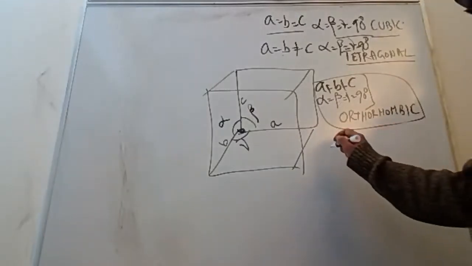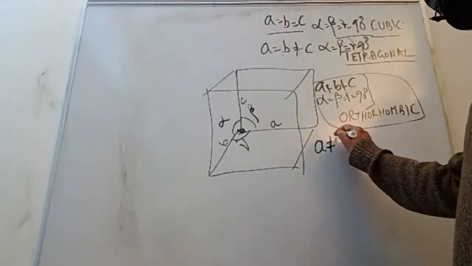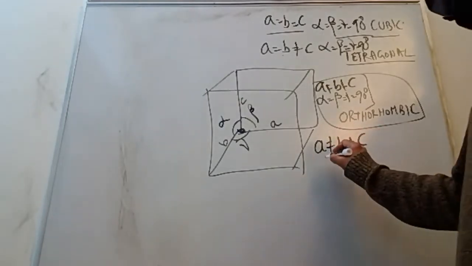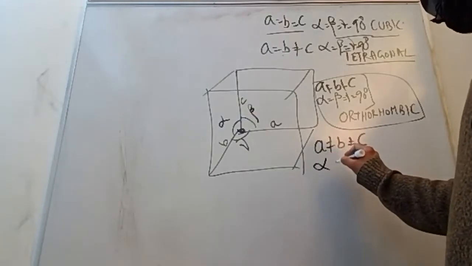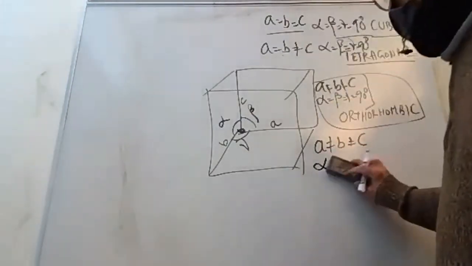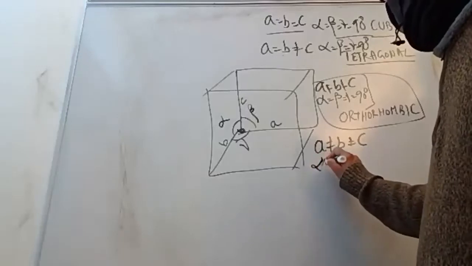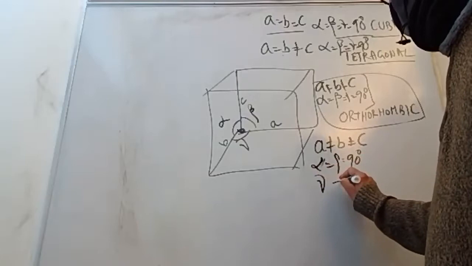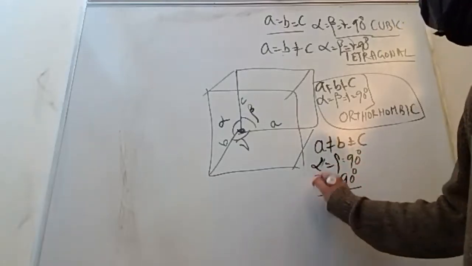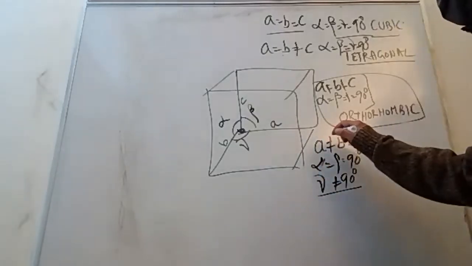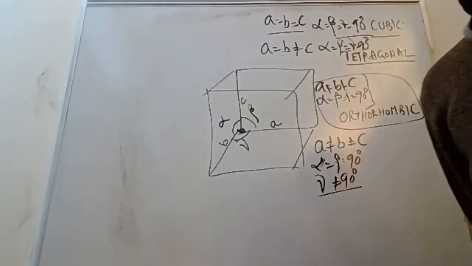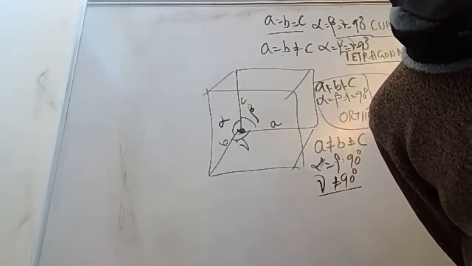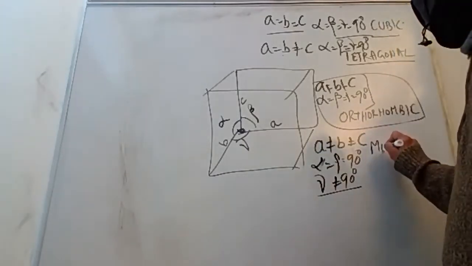Similarly, you can also have a system where A is not equal to B, not equal to C, and alpha and beta are 90 degrees, but the gamma is not 90 degrees. So the sides are not equal. This time only two angles are 90, but the third one is not 90. That one is what we call monoclinic.